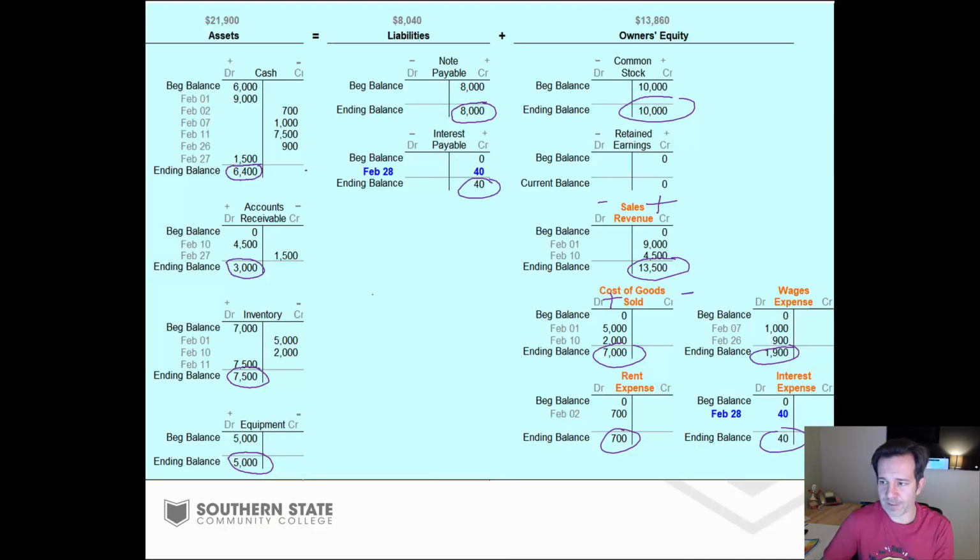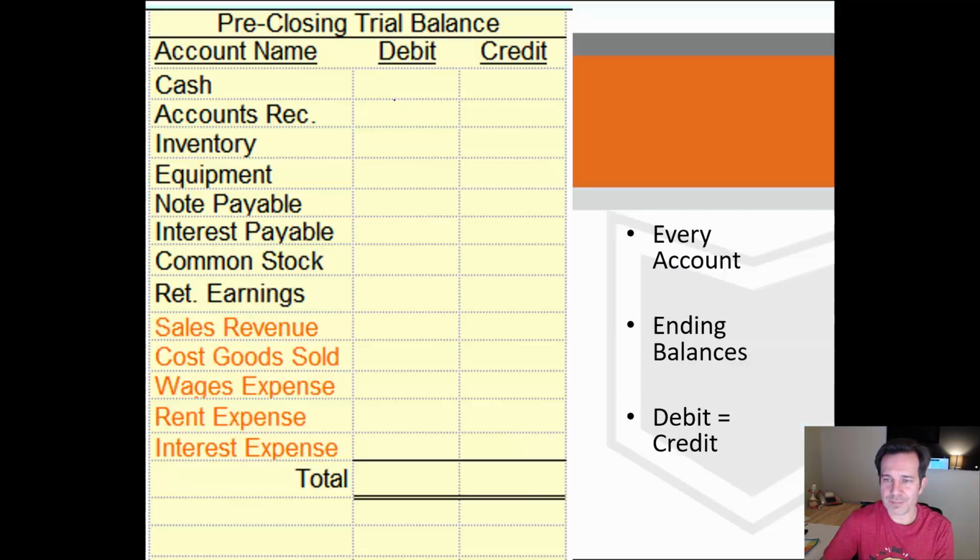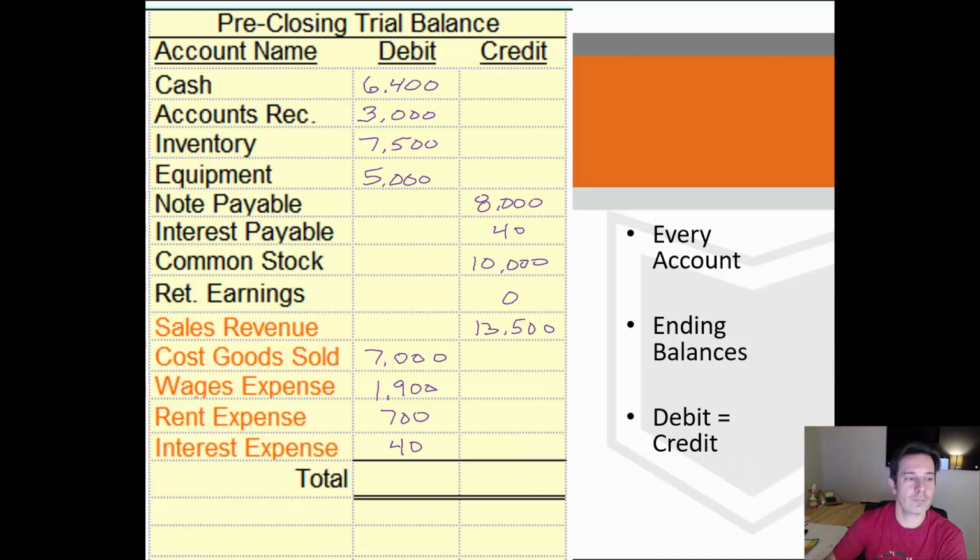Take your numbers right off of these ledger account balances. All right. So I've gone through and I've written out the ending balance on every account. Took it right from my ledger, kept it on the same side that appears in the ledger, and I've got all these numbers in here. And I'm just going to add up the column for the debits. I already did. We get 31,540.